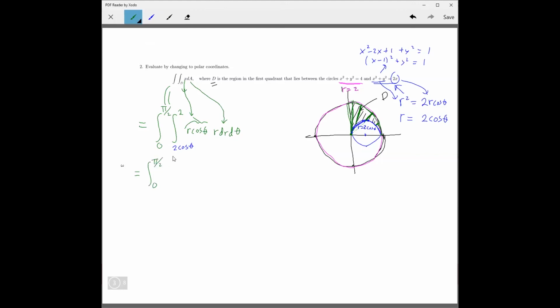So this is basically r squared cosine theta. You take the integral with respect to r, you get r cubed cosine theta over 3, evaluated from r equals 2 cosine theta to 2. So that's the integral from 0 to pi over 2 of 8/3 cosine theta. That's why I'm putting a 2 in right here. So 2 cubed is 8. Minus, and then I put the lower limit in, and this is where it gets nasty, because I'm going to get 8 cosine to the 4th of theta over 3 d theta.